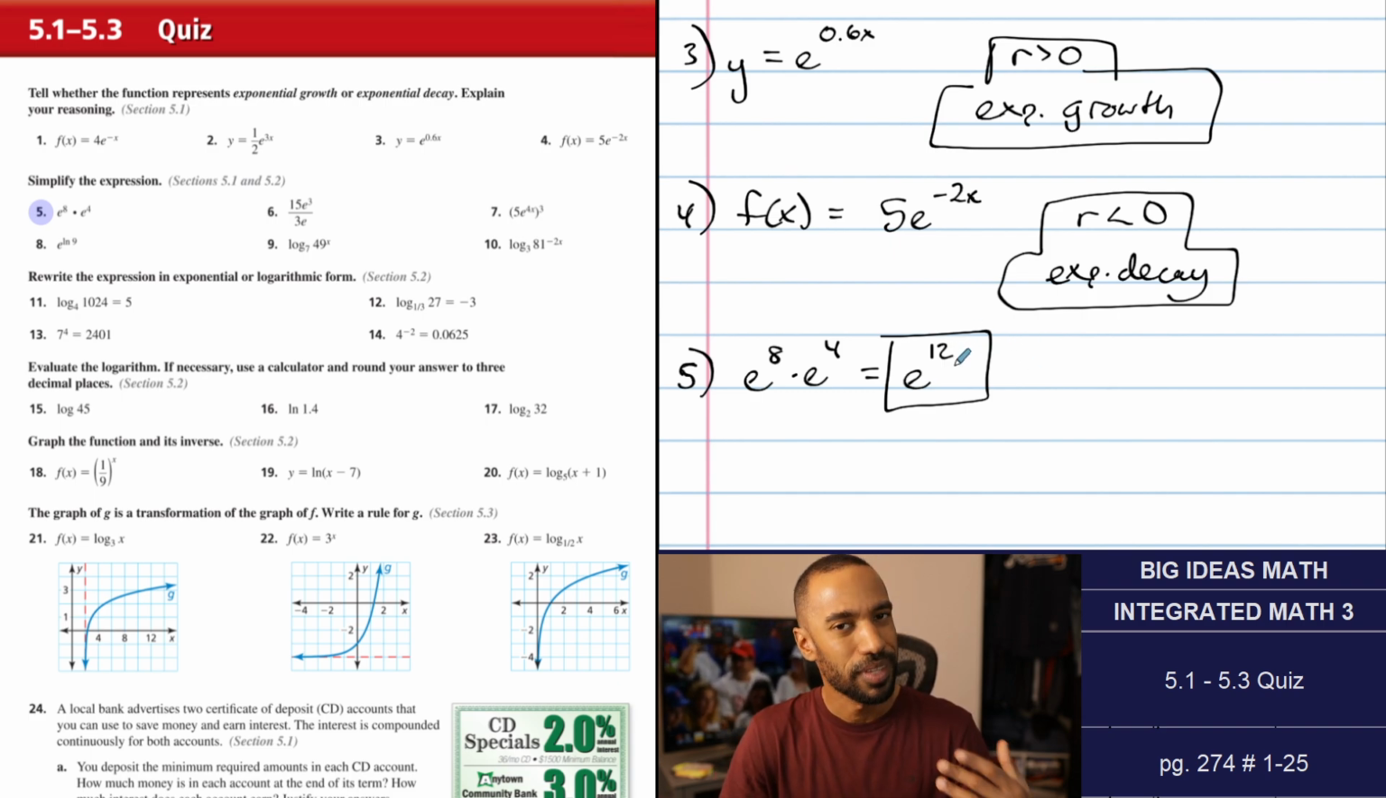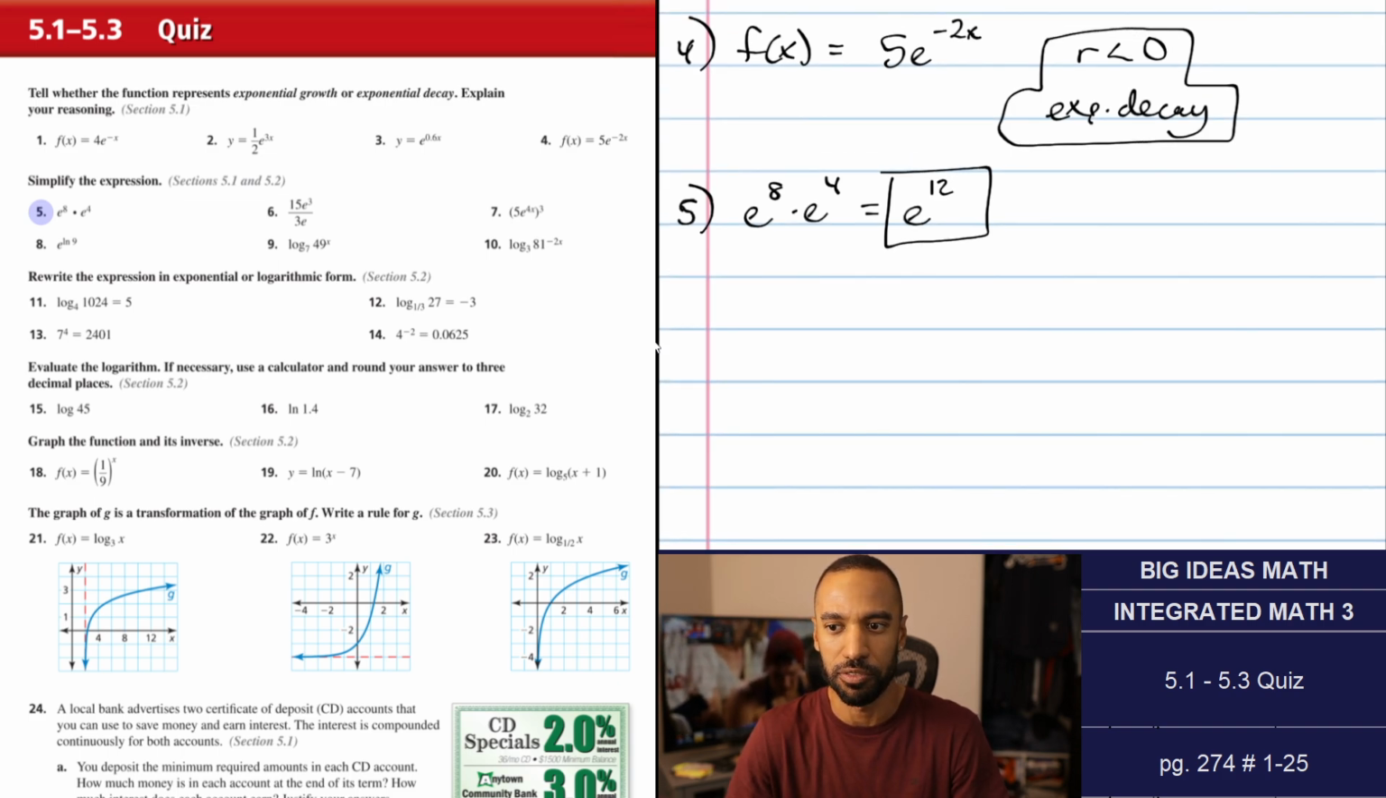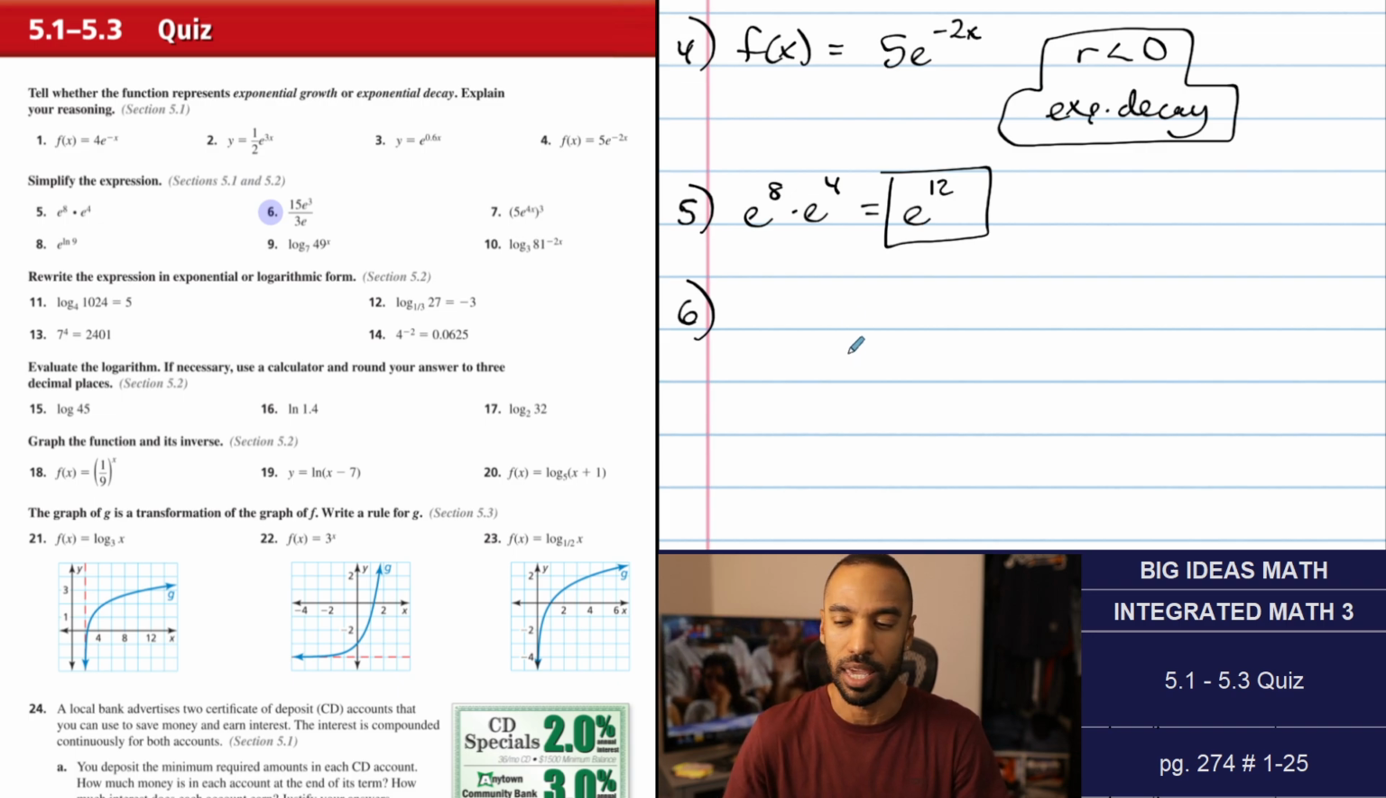E to the 12th, it's a number. It is, and it's more than 4,096, but it's also probably a decimal version. We're going to leave it just like that. So I think they're just reminding you that e is treated just like any other base. And if you want to evaluate it as a number, you absolutely can.